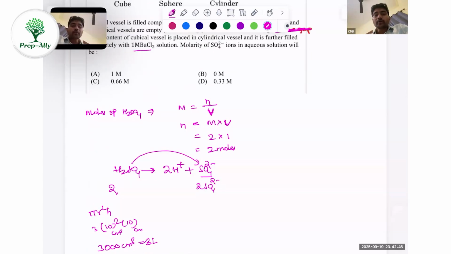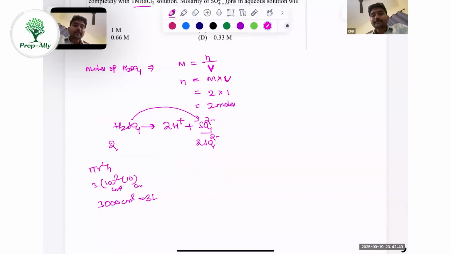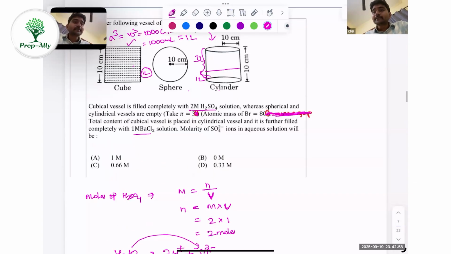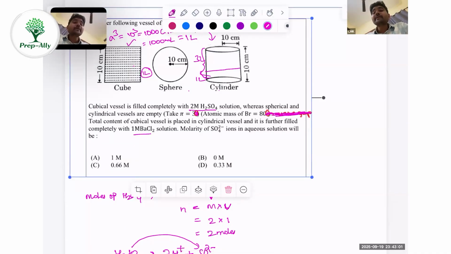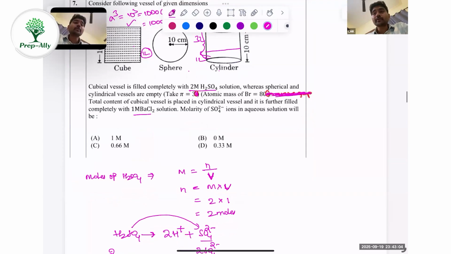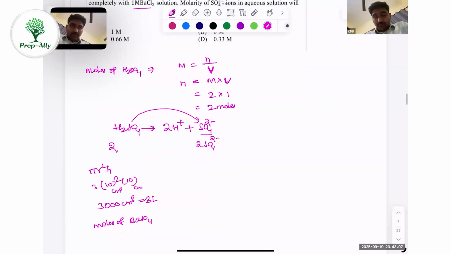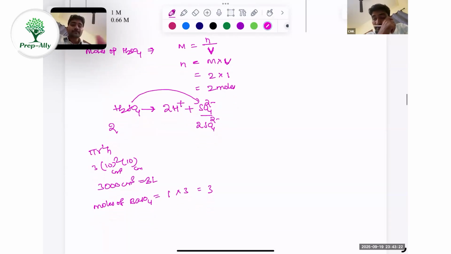Now we got the volume also. Can we calculate the moles of barium sulfate that are required? The cylindrical vessel is further filled completely with 1 molar barium chloride solution. So the volume is 3 liters and the molarity is 1, so the moles are 3 moles.